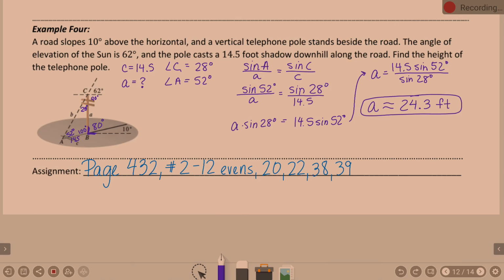Okay, guys. You have 2 through 12 evens, 20, 22, 38, and 39, due tomorrow. We'll start with homework questions. And then after we get homework checked and homework questions, we will move on to law of cosines.